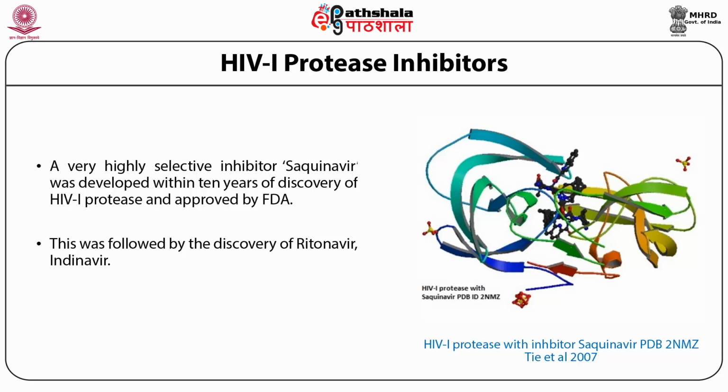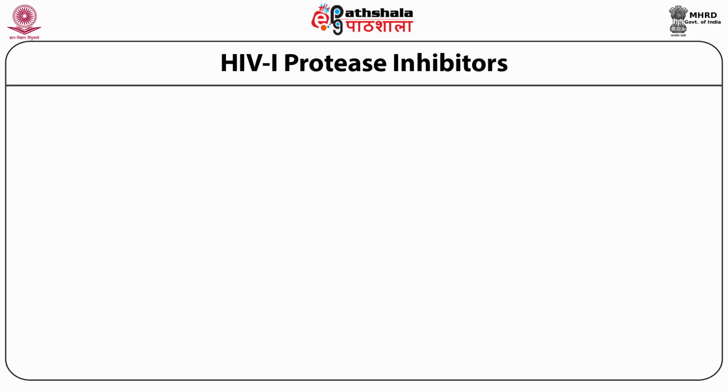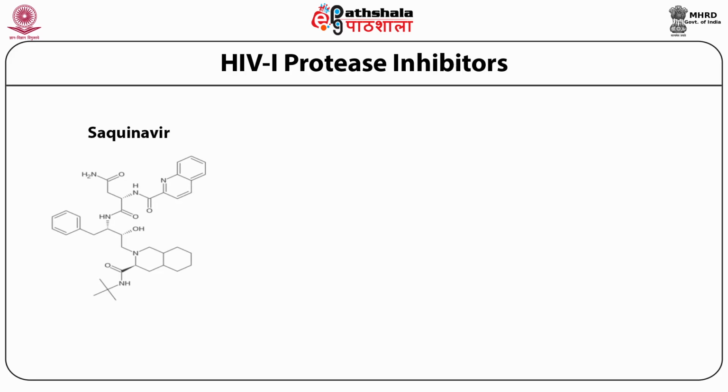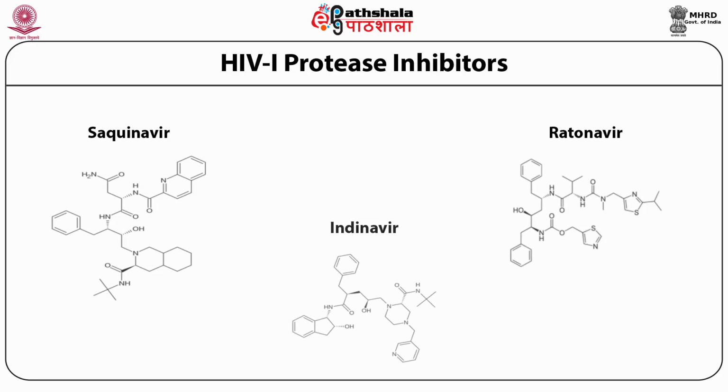We show here the picture of HIV-1 protease with the inhibitor saquinavir. The PDB ID of the structure is 2NMZ and the structure is by Tie et al., which has come pretty recently, 2007 only. We show here the chemical structures of HIV-1 protease inhibitors saquinavir, ritonavir, indinavir, and you can notice a typical pattern in this structure.